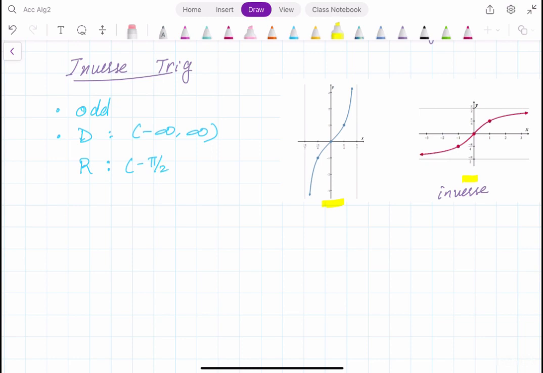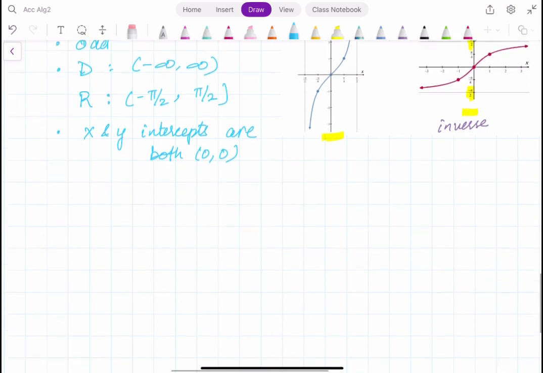So inverse trig functions like the sine inverse function, it is an odd function. Domain is negative 1 to 1, and the range is restricted, so it is negative pi over 2 to pi over 2. Intercept for x and y intercepts, they are both at (0, 0), right? So having a basic understanding of the parent function, that means the original function, will help you to understand the inverse function a little bit better.